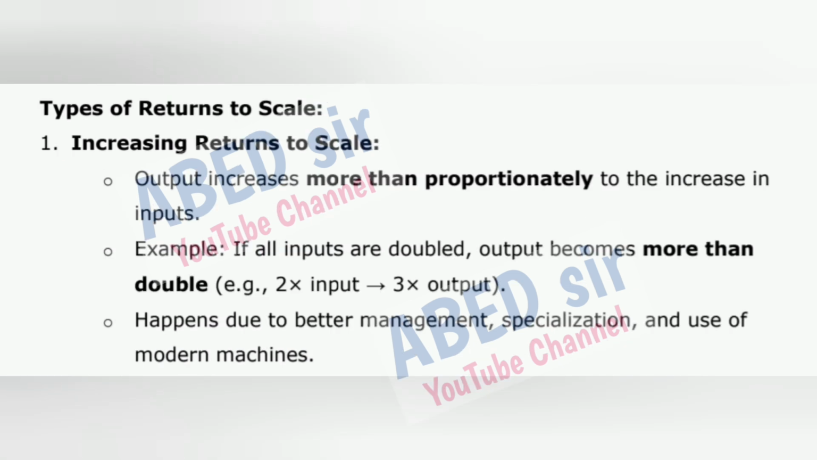Types of returns to scale. 1. Increasing returns to scale. Output increases more than proportionately to the increase in inputs. Example, if all inputs are doubled, output becomes more than double. Example, 2 times input, 3 times output. Happens due to better management, specialization, and use of modern machines.